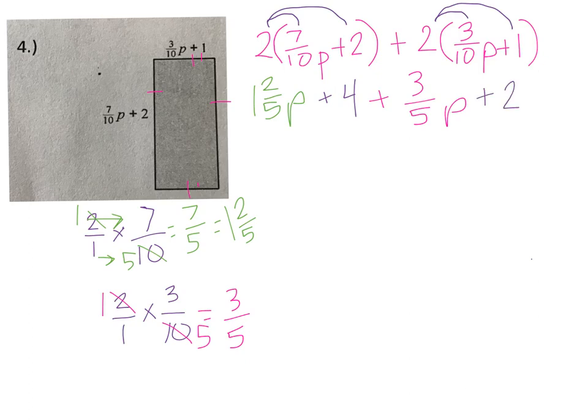So I like that you have all these different colors, which is all the parts, but we got to combine our like terms now. So we got to see which ones are like terms. Yes, the ones with the p's are going to be our like terms. So the 1 and 2/5 p and the 3/5 p, I'm going to just box them up real quick.